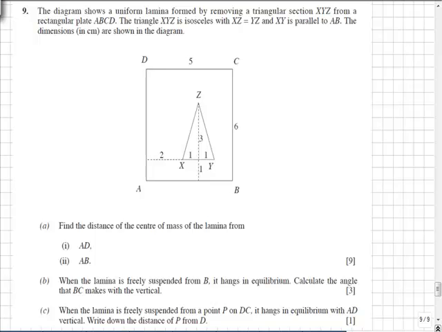In part A, we're asked to find the centre of mass of the lamina, which is a rectangle with an isosceles triangle taken out of it. The best thing to do is to set up a little table of information to help us solve this. And because it's a lamina, we're going to be looking at areas first of all.